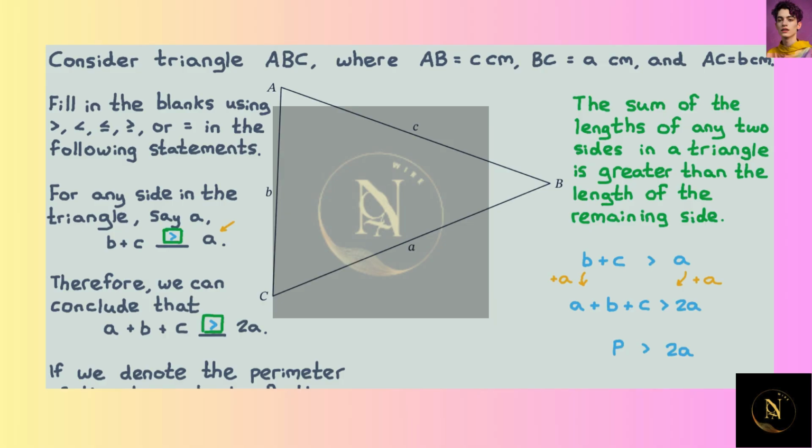We can substitute this into the inequality in the second part of this question to get that P is greater than 2A. We can then divide both sides of the inequality by 2 to obtain that 1/2 P is greater than A. Hence, we have shown that 1/2 P is greater than A. This result is true for any side in any triangle. So, we have proven that half the perimeter in any triangle is greater than any of its side lengths.